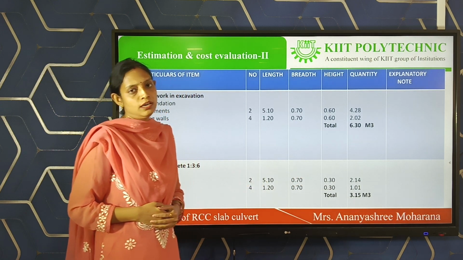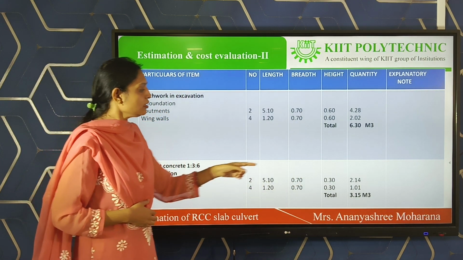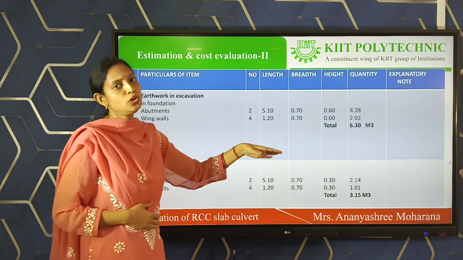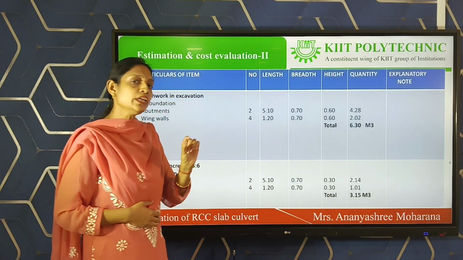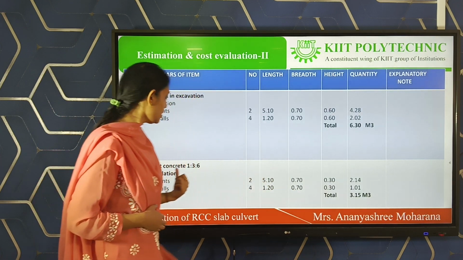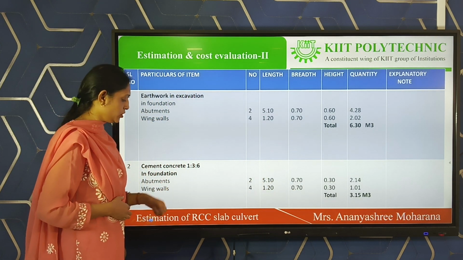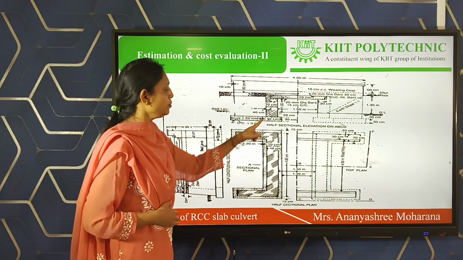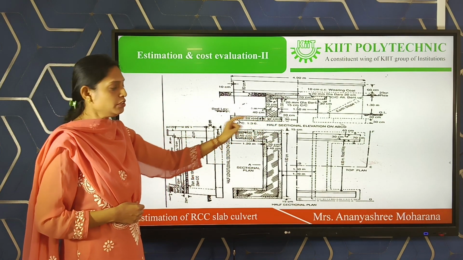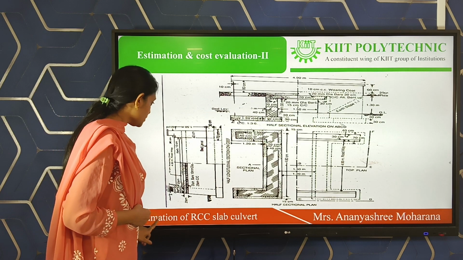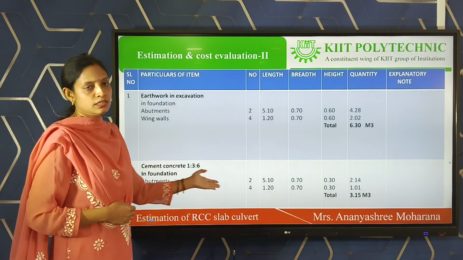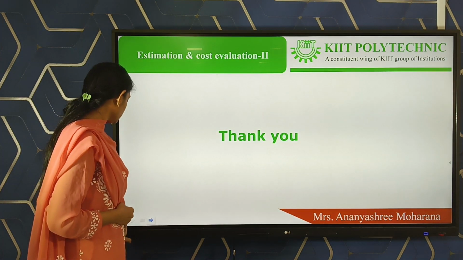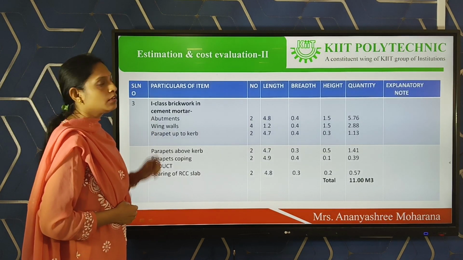Only height will be different because the total depth of the earthwork we have taken is 0.6, but here we have to take only the concrete part because we are calculating only concrete in the foundation. That's why we have to take 0.3 only, because the height of the concrete is 0.3. So the second part is completed. Next, we have to take the third item.